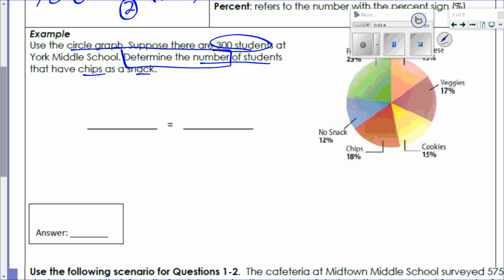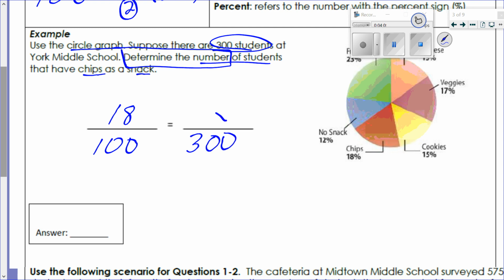18%. Good. So what is going to go over my 100? 18. Is there anyone who doesn't understand why? No. Good. So our next part is, we're going to look for the part or the whole. They only gave us one other number, this 300 students. Is that the part or the whole? The whole. So where's that going to go? 100. Make sense? Yes, sir.